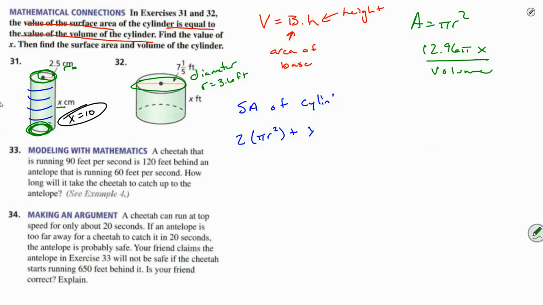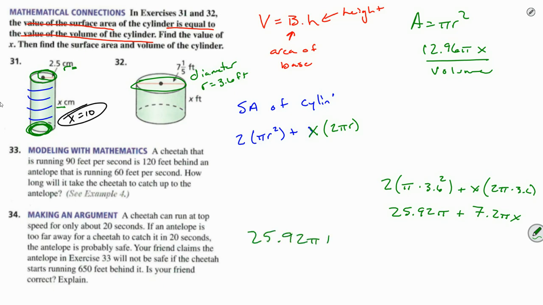So 2 pi r plus x times 2 pi r for a surface area. Trying again, 2 pi times 3.6 squared plus x times 2 pi times 3.6. 3.6 squared times 2, 25.92 pi plus 7.2 pi x. So let's set these two things equal to each other.